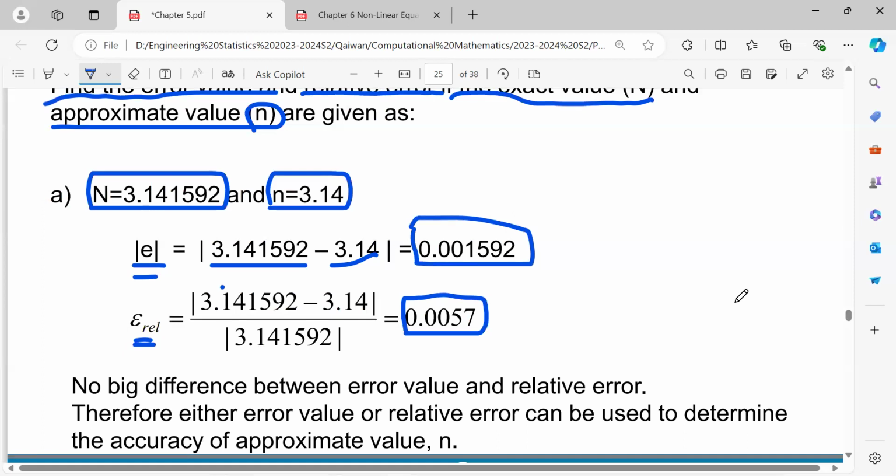Look, in both absolute error and relative error, we have a difference between them after 2 decimal points, means from the third decimal point, we have a difference between these two. Okay, we have a difference between these two types of error from the third decimal point.